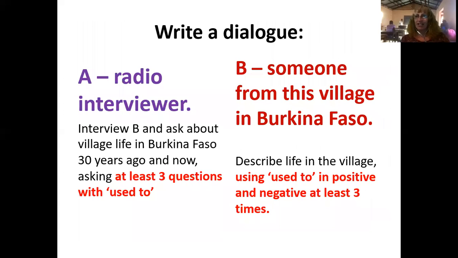So your task now is to write a dialogue. Imagine you're making an interview. You're a radio interviewer and you're interviewing someone from the village in Burkina Faso, and write the dialogue between them. So the interviewer can ask all about village life in Burkina Faso 30 years ago and now. You need to ask at least 3 questions with used to. And the person from the village needs to describe the life in the village in the past and now. And you can use used to in the positive and negative when you're describing the past.